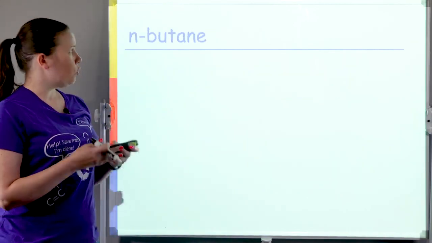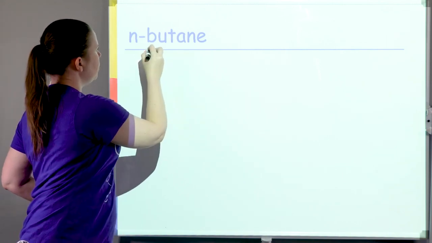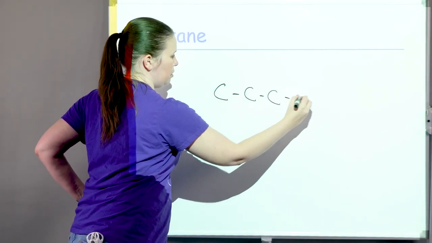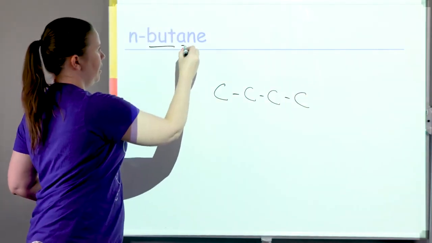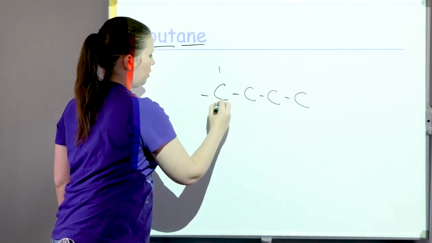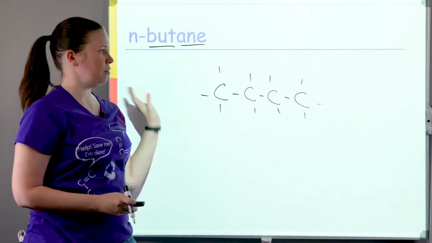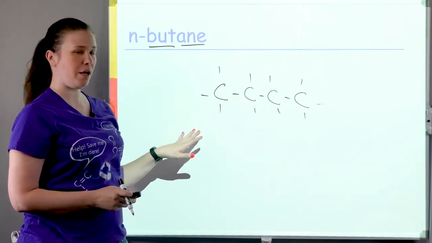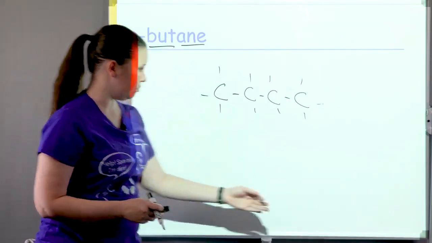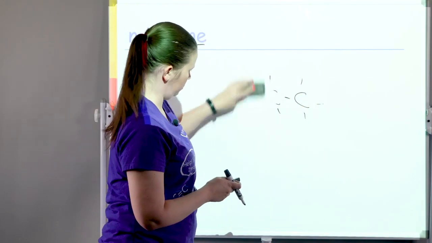So let's look at normal butane. N for normal butane. So BUT tells me I'm going to have 4 carbons. And then ANE tells me it's all single bonds, which tells me that I am going to saturate this molecule with hydrogens, meaning fill it completely up with hydrogens. The N tells me it's going to stay in a straight chain, and so I am done. That is normal butane, the same butane that we drew earlier.